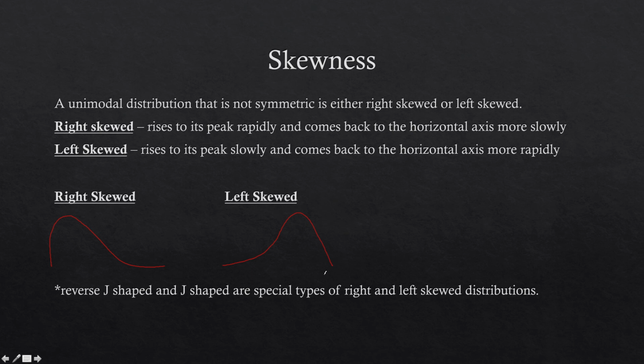There are better pictures than I can draw freehand of your distribution shapes on page 72 in your book. Those distribution shapes are on page 72 in your book, so make sure you memorize those shapes. Reverse J shape and J shape are special types of right and left skewed. And if you look at it, you can see what I mean. A reverse J is very similar to right skewed. Reverse J looks something like this. A J shape looks something like this. So these are just different special types of these distributions.